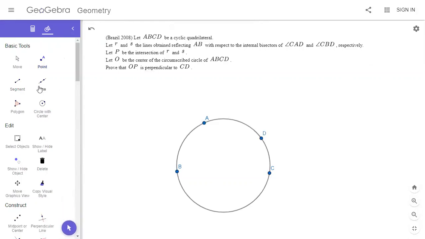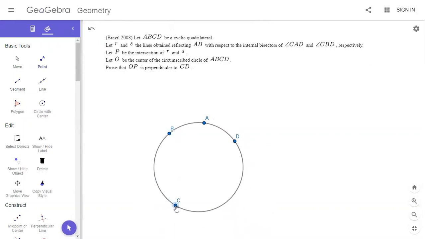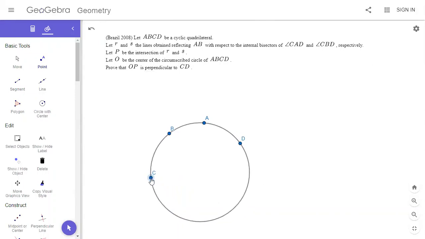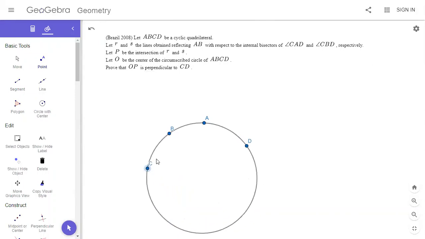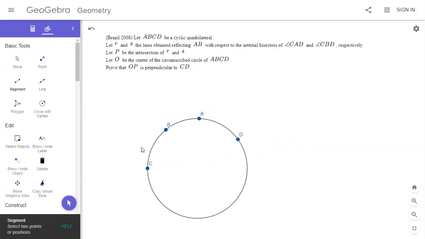ABCD is cyclic. Maybe I should move around. R and S are the reflections of AB with respect to the bisectors of CAD and CBD. I'm just thinking how to best set this up.